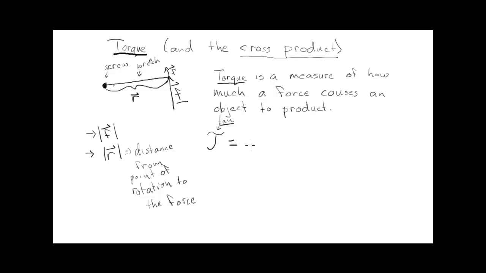So the way we define torque is, oops, sorry, I did that backwards. It's R cross F. Okay, so it's a cross product of R and F. So one thing to notice here is a cross product's a vector. So torque is a vector. And if you remember cross product, it's a vector which is perpendicular to both R and F.